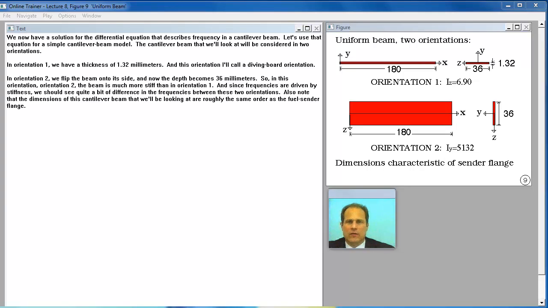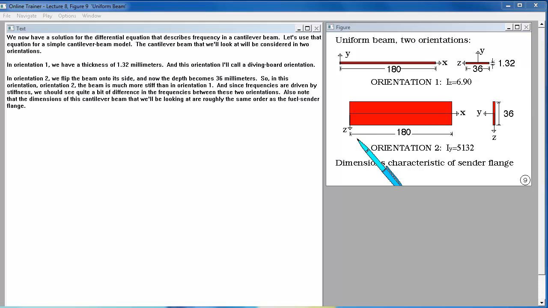We now have a solution for the differential equation that describes frequency in a cantilever beam. Let's use that equation for a simple cantilever beam model. The cantilever beam that we'll look at will be considered in two orientations. In orientation 1, we have a thickness of 1.32 millimeters. In this orientation, I'll call it a diving board orientation.